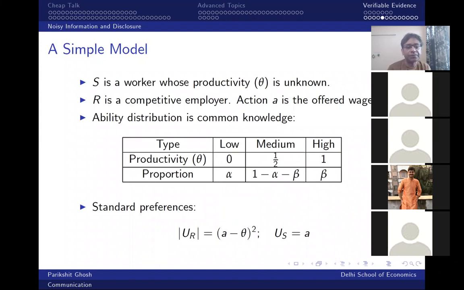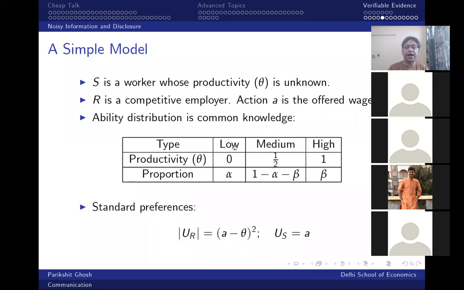Okay, so here's a very simple model. The sender is a worker whose productivity is unknown. So that's our actor. R is a competitive employer, like producers and directors who may consider recruiting this actor for a movie project. Action A is the offered wage. And there's competition among the producers, and that means that the representative R, the receiver, will pay a wage equal to the expected productivity of the sender. Right? Now, here's the ability distribution.